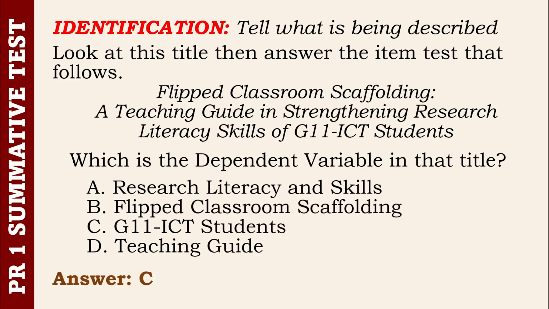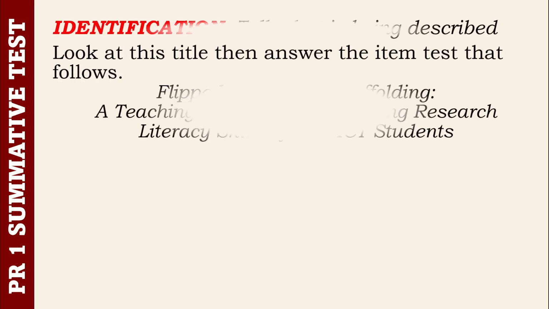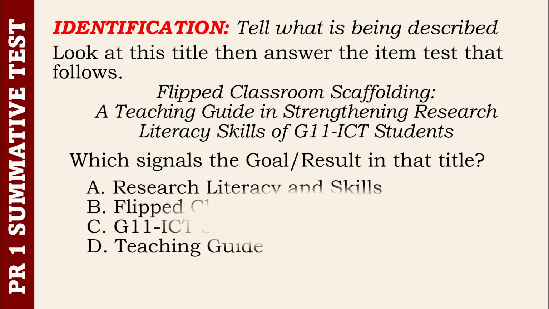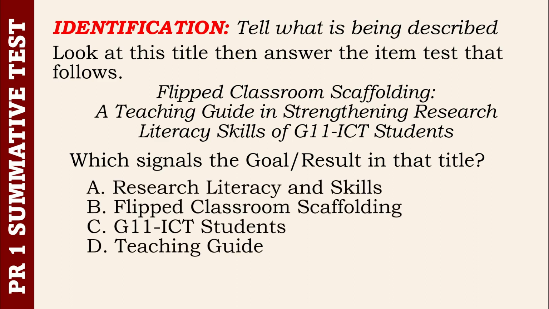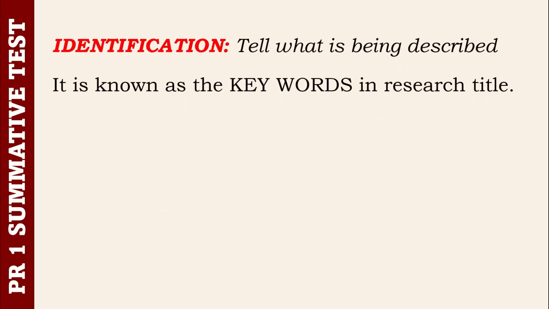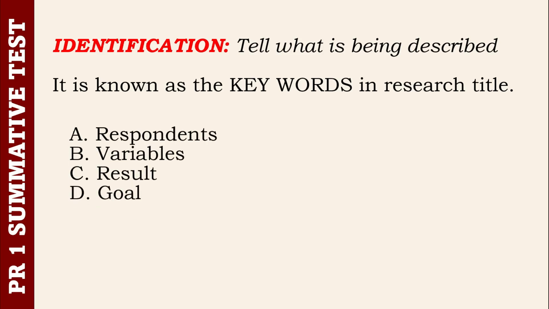Next, with the same research title, which signals the goal or result in that title? So same options and choices, and the answer is letter D, teaching guide is the goal or result of the title. It is known as the key words in research title. A, respondents, B, variables, C, result, or D, goal. The answer is variables. Next item.